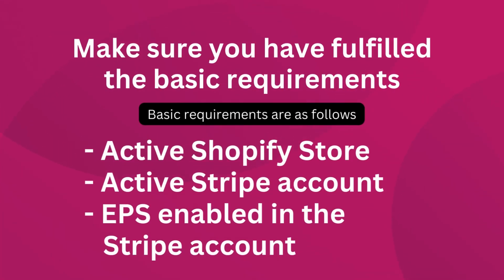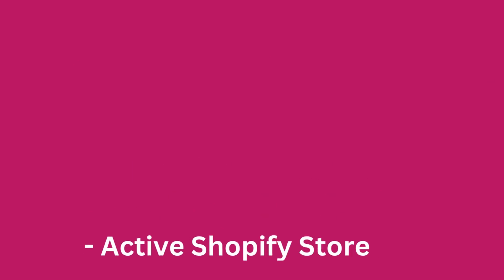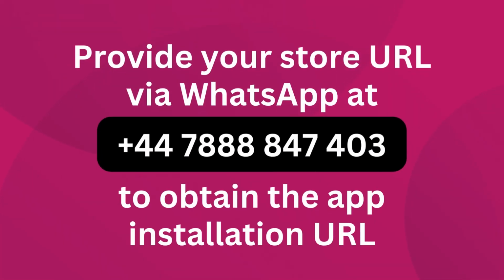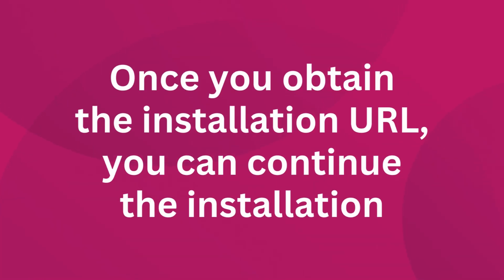Active Shopify store. Active Stripe account. EPS enabled in the Stripe account. Provide your store URL via WhatsApp to obtain the app installation URL. Once you obtain the installation URL, you can continue the installation.